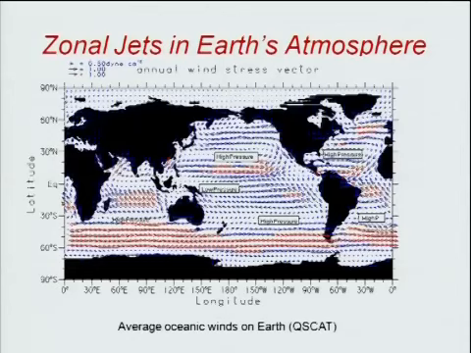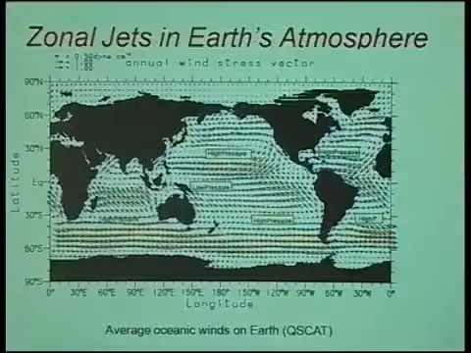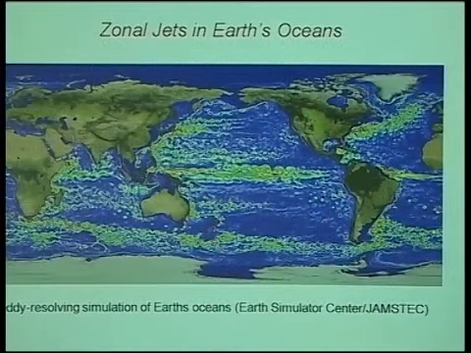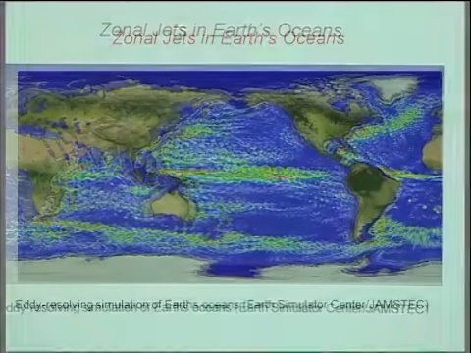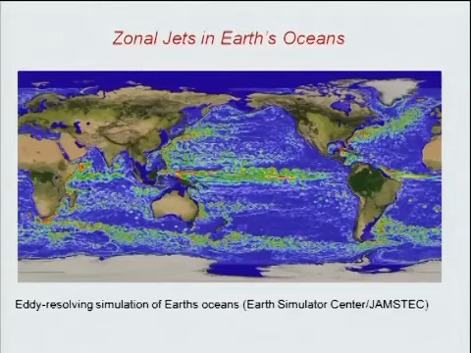So zonal flows are also seen not only on giant planets but in the atmosphere of Earth and in oceans. There are plenty of them that have been discovered relatively recently, when the resolution was cranked up. What's the color here? The color is vorticity. But this is a simulation, and that's how it was discovered recently.